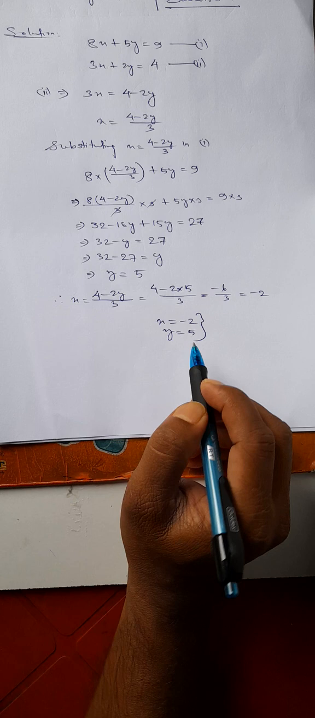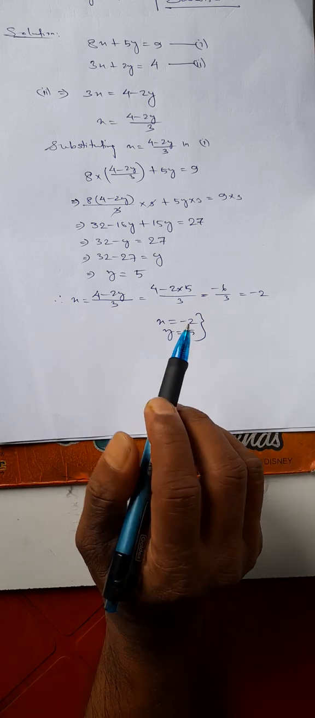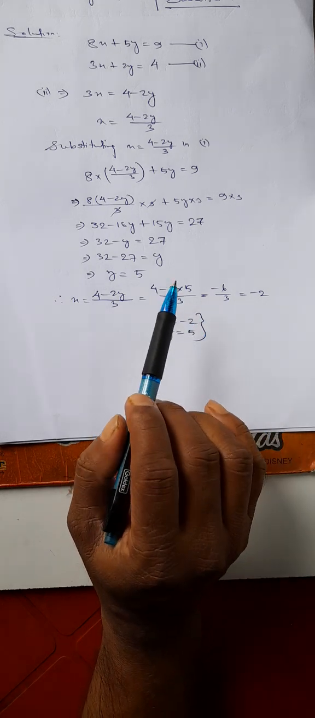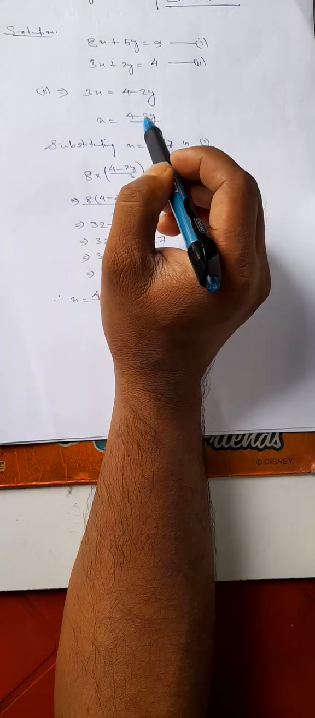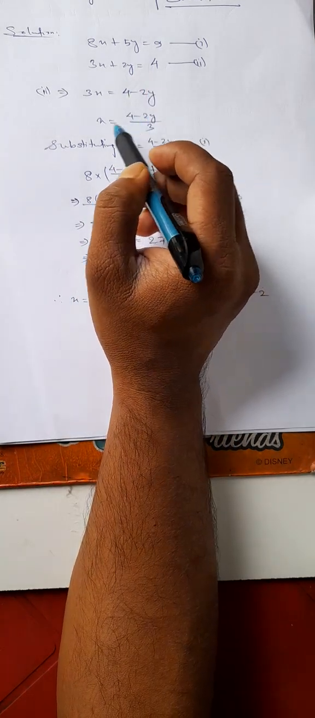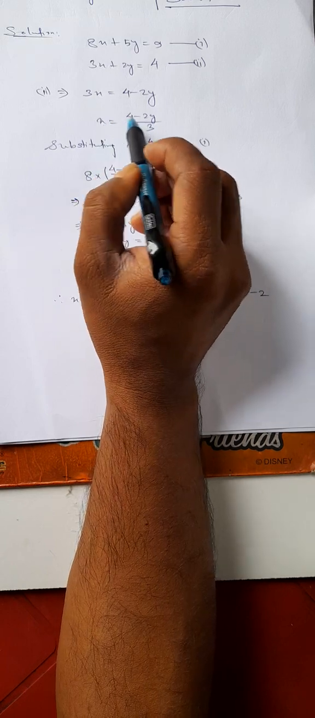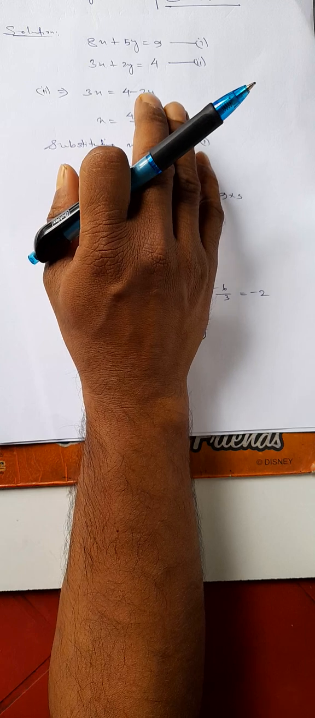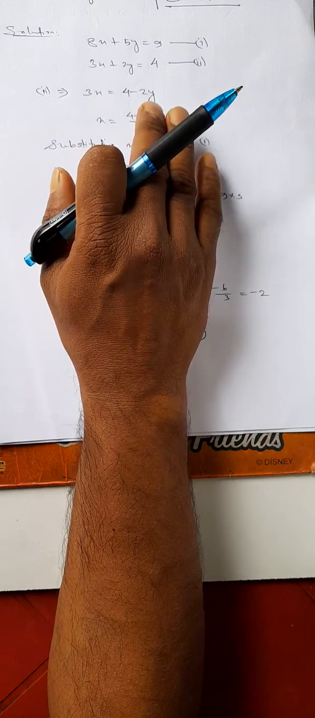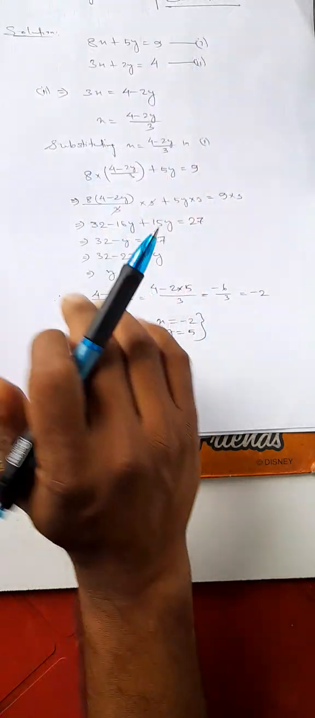So we got the solution. So what is method of substitution? Method of substitution means you have to find the value of one variable in terms of another variable. Say for example we are finding x in terms of y from one equation.